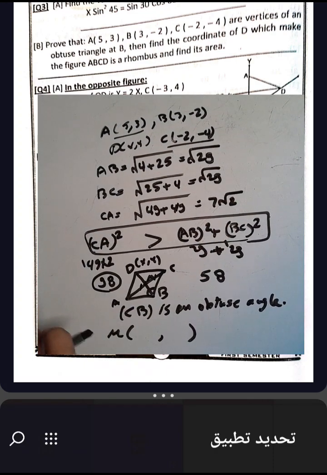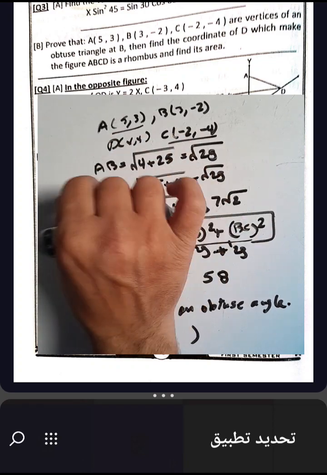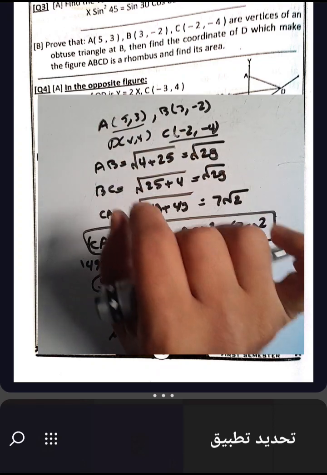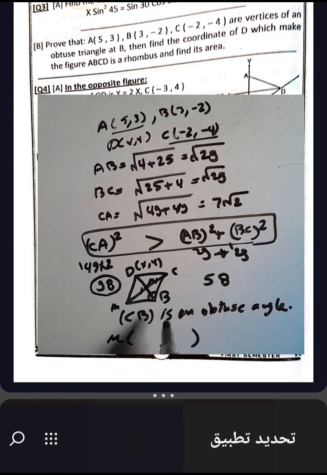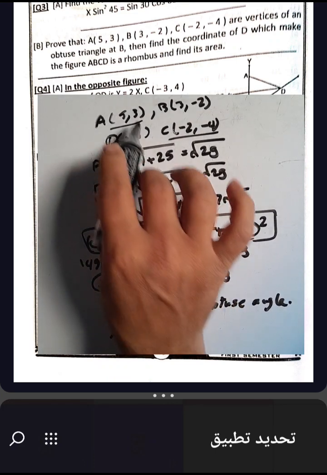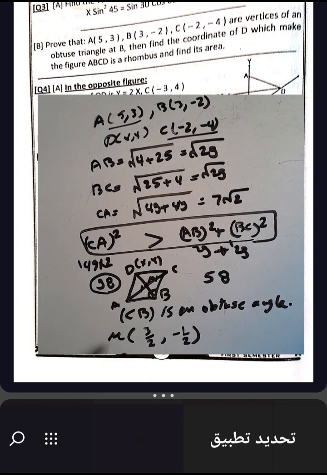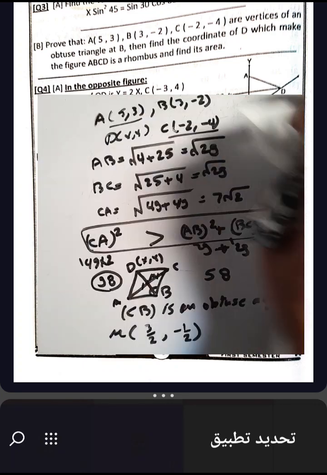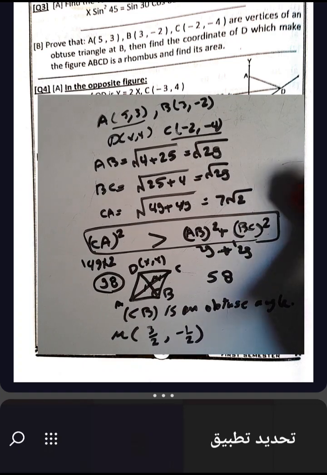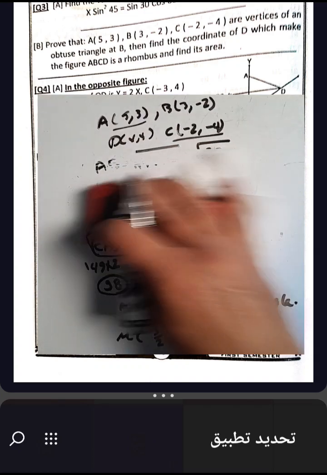We can find 5 plus -2 divided by 2. 5 plus -2, 5 minus 2 equals 3. 3 divided by 2. And here 3 plus -4 it will be -1. -1 divided by 2. Then the coordinates of the point here will be 3 over 2 and -1 over 2.